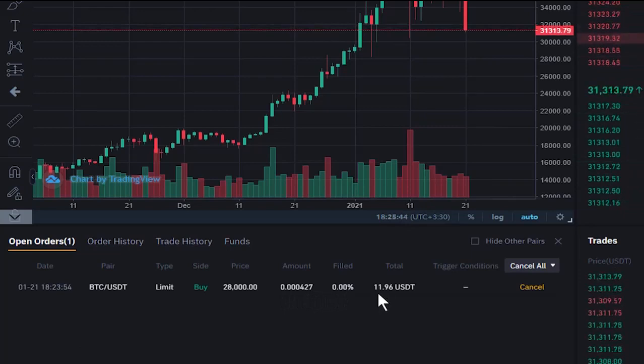Pay attention that this 11.96 Tether is deducted from your available amount of Tether, and you don't have access to it anymore because it's locked in this open order, and it's not Bitcoin yet, and you can simply close this order by clicking on cancel.